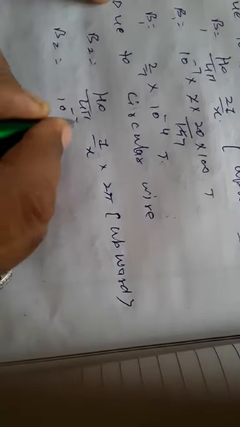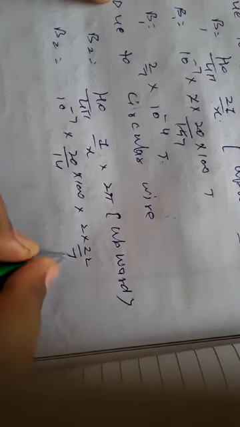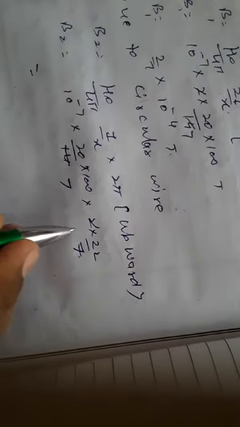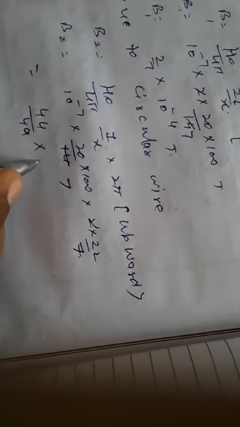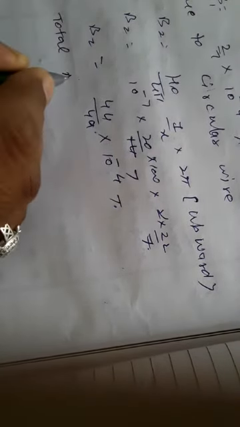Now B2 is equal to 10 power minus 7, current is 20, x is 14 into 100, into 2 pi, pi is 22 by 7. Now we can write 44 by 49 into 10 power minus 4 Tesla. So for the total magnetic field, the direction of B1 is upward, the direction of B2 is also upward, so the total magnetic field, they will be added.